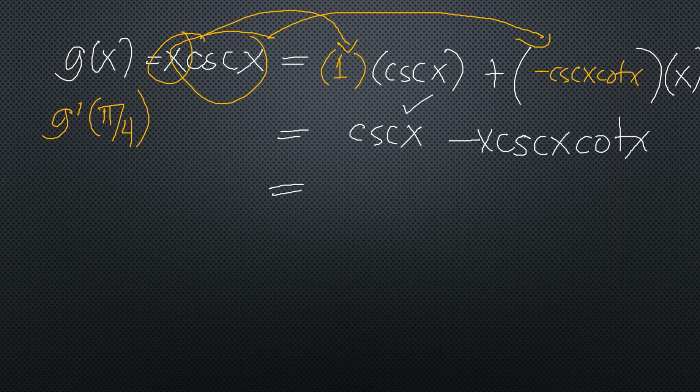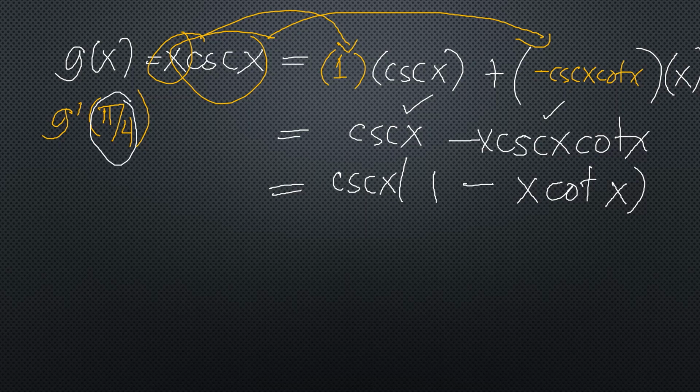These two terms have the same factor, cosecant x, so bring it out. So we have cosecant x times 1 minus x cotangent x. So this is already the derivative. Now we're ready to get g prime of pi over 4. This is pi over 4, so we substitute that. Now to get the answer, we know that cosecant x is actually equal to 1 over sine x. Therefore, sine pi over 4 is 1 over square root of 2, which is square root of 2 over 2, right?